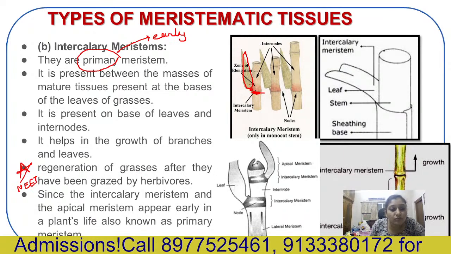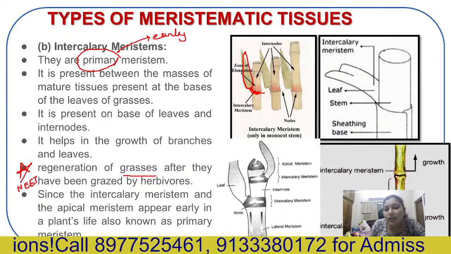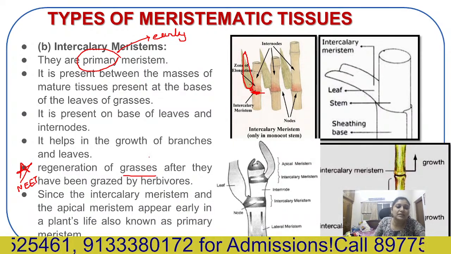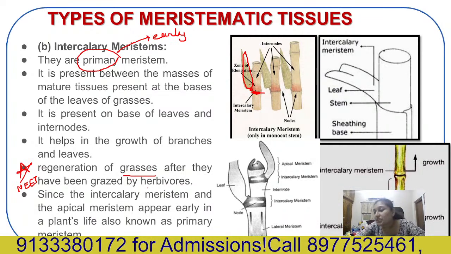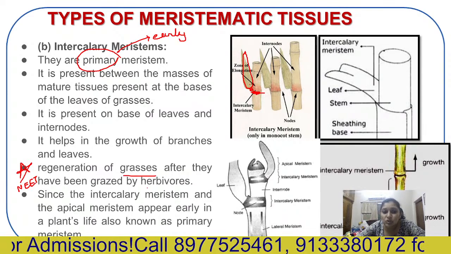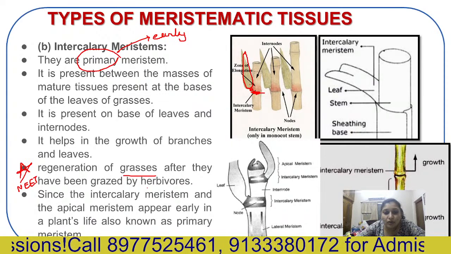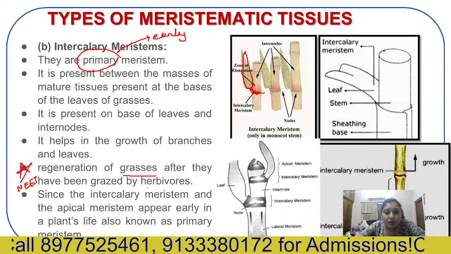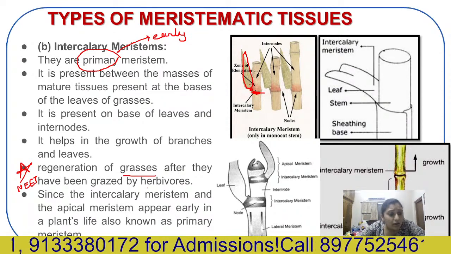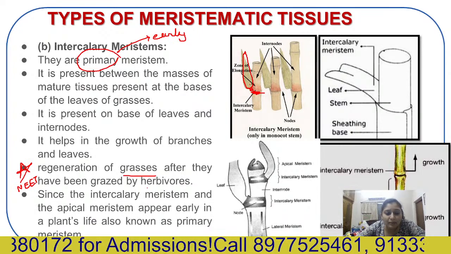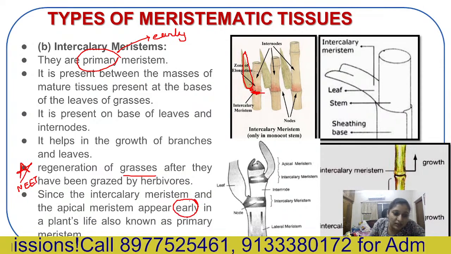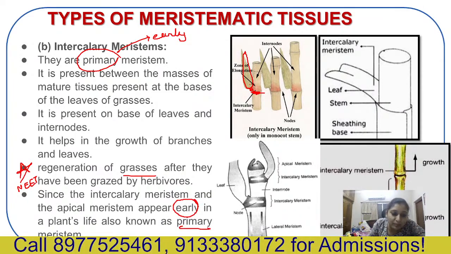Regeneration of grasses. For regeneration of grasses, which type of meristematic tissue is responsible? Then it is intercalary meristem. The question can be asked like that: meristem which is present between mature tissue. So between mature tissue, between permanent tissue, it is intercalary meristem. Since the intercalary meristem and the apical meristem appear early, as we have discussed, in the early stage of the plant's life, they are part of primary meristem.